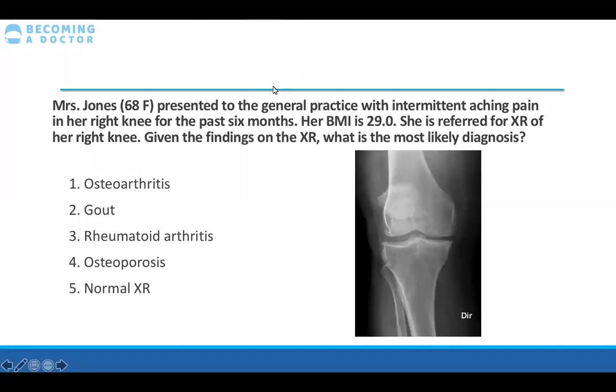Here you've got Mrs. Jones, who is a 68-year-old lady. She's presented to the general practice with intermittent aching pain in her right knee for the past 6 months. Her BMI is 29. She's referred for X-ray of her right knee, and here you can see the X-ray. So given her X-ray, what is the most likely diagnosis? I'll just begin the poll for you guys.